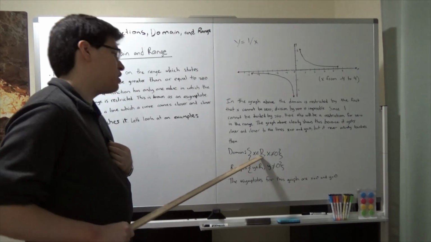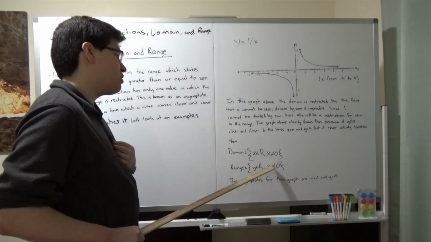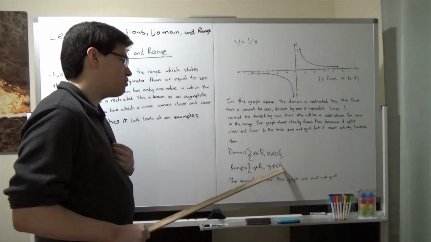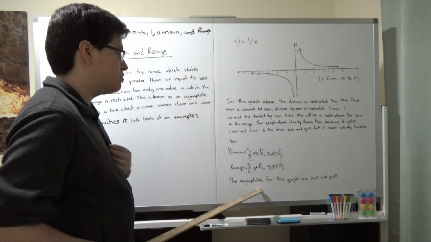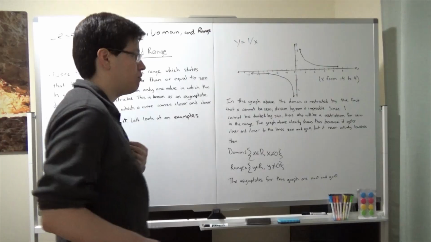Therefore, the domain is x belongs to all real numbers, but x is not equal to 0, and the range is y belongs to all real numbers, but y is not equal to 0. The asymptotes for this graph are x equals 0 and y equals 0.